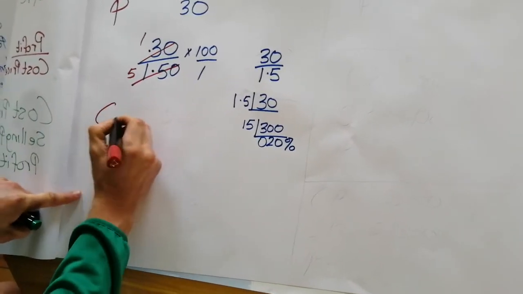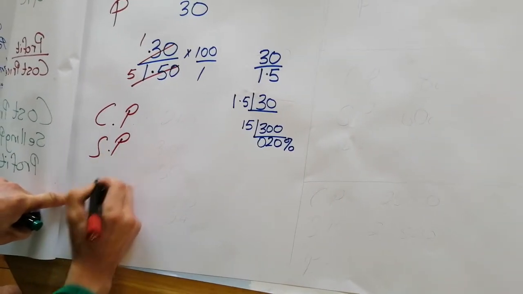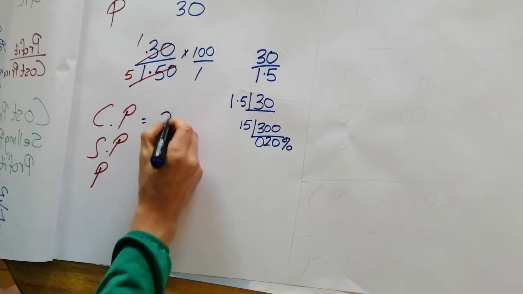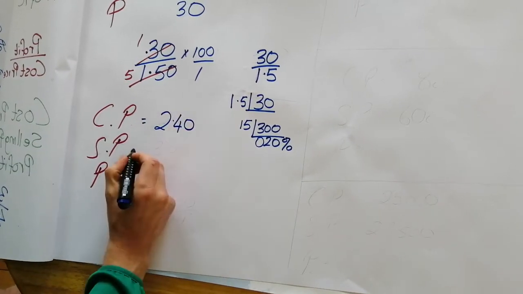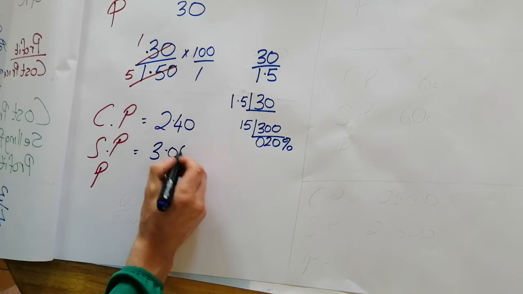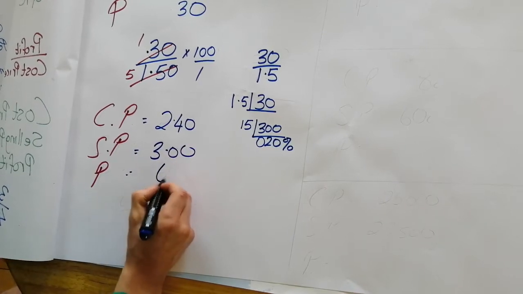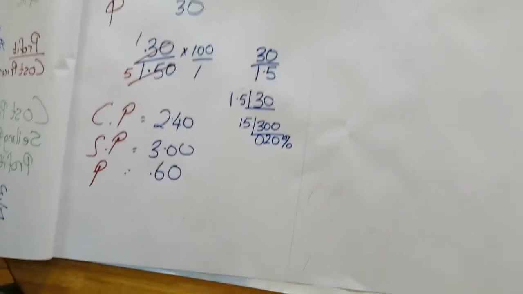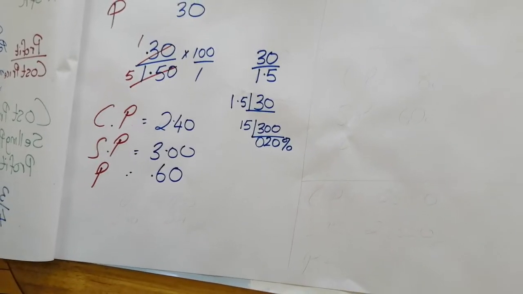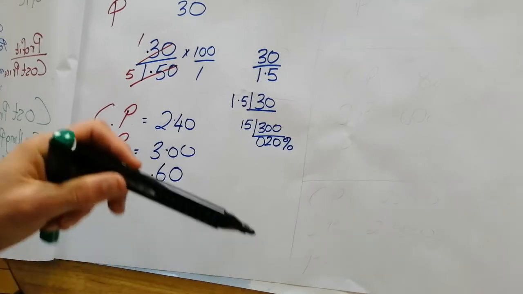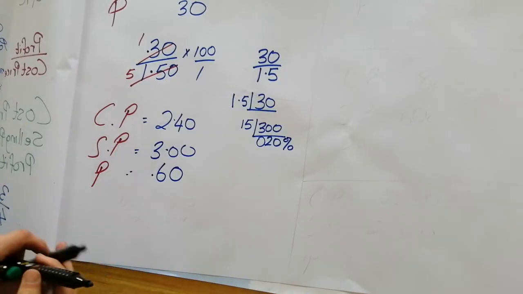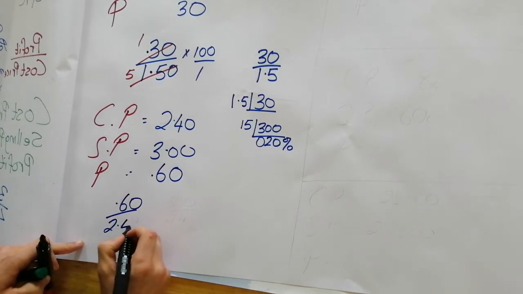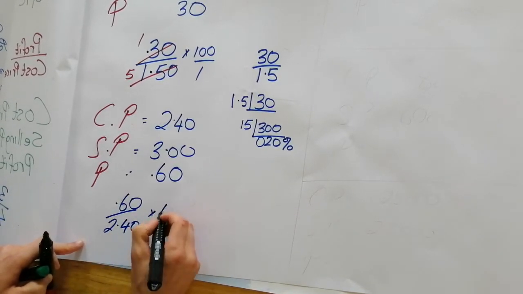So cost price, selling price, profit. Cost price is €2.40, selling price is €3, and the profit is 60 cents. Okay. Now you can almost see it in your head, and you'll be able to do it in your head, I'd say, as well. So we got 0.60 over 240.